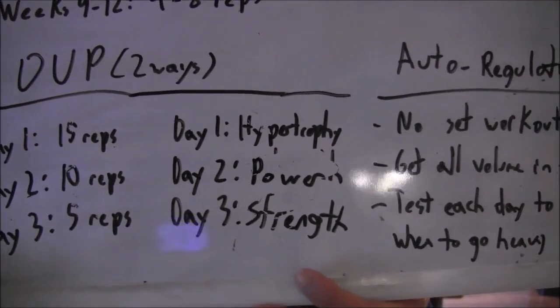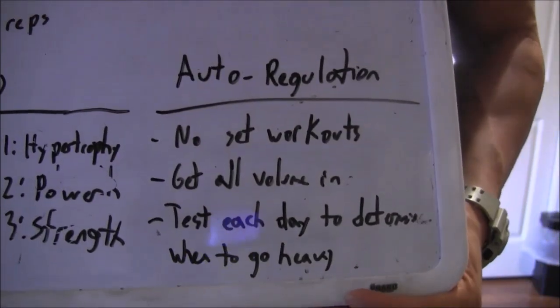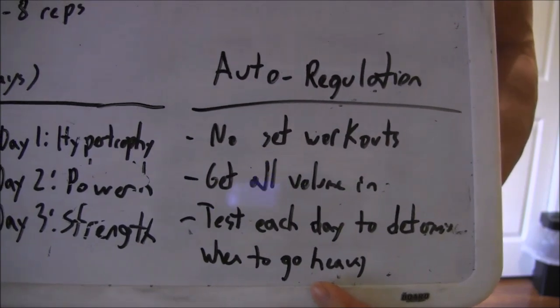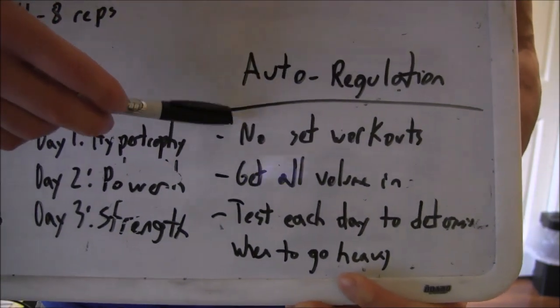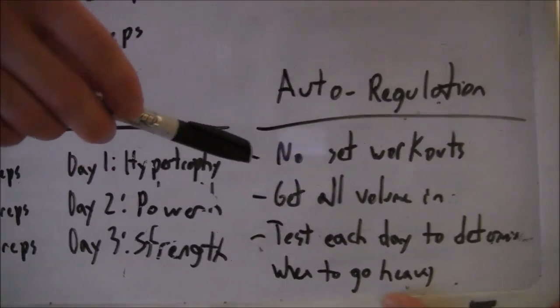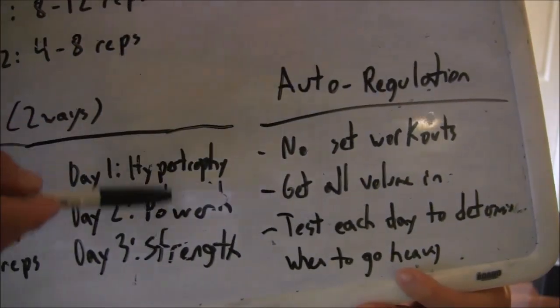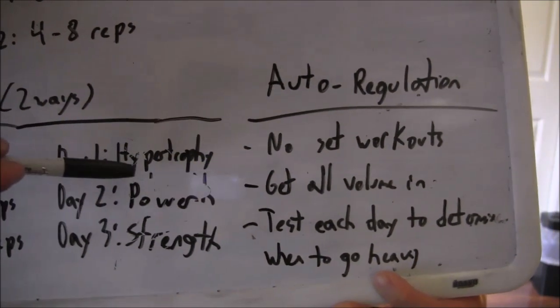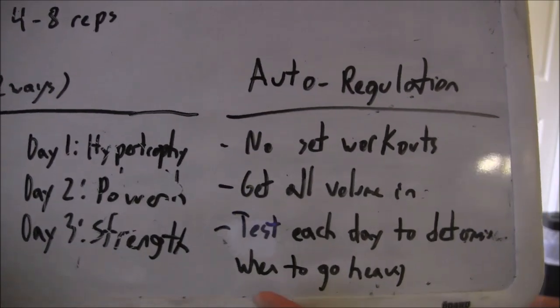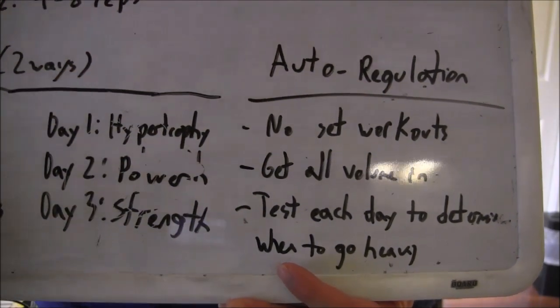Now let's talk about autoregulation periodization. Actually, autoregulation can be used with any of the other 3, really. So you don't really have set workouts. You have set workouts for the week. So it'll say, one day you're going to do this. For example, let's say we had a hypertrophy, strength, power, or hypertrophy, power, strength workout. You don't have to do them in any order.